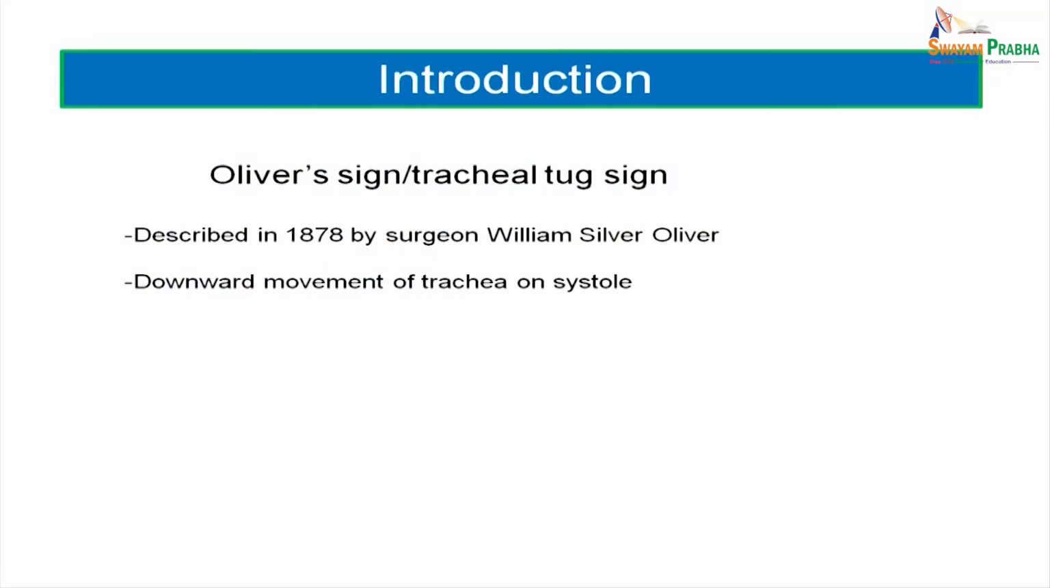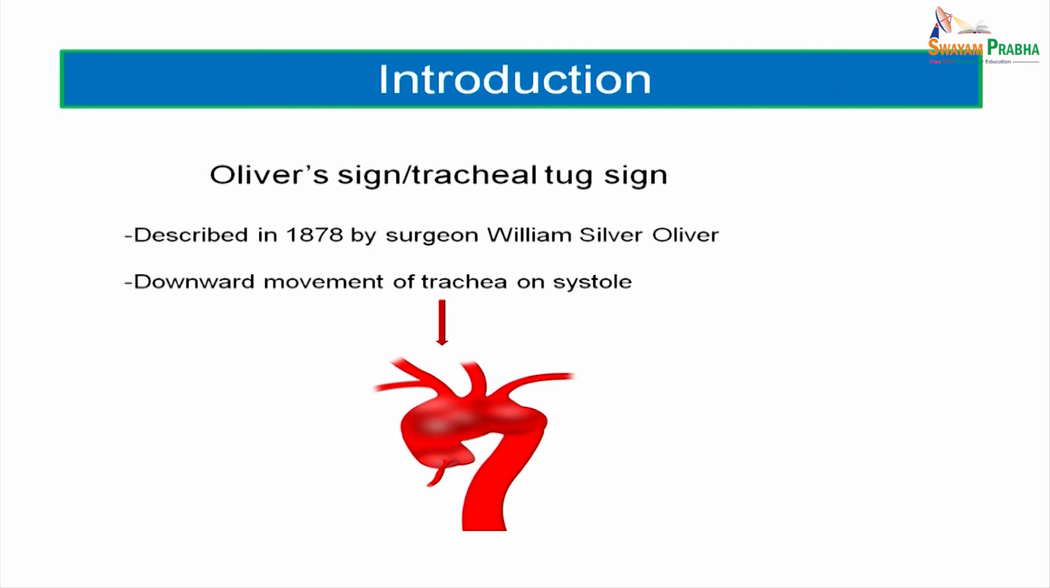If the sign is positive, then there will be a downward descent of the trachea. You can feel a tug movement on every ventricular systole. So every time the ventricle contracts, you find this descent of the trachea taking place. This is when you say the Oliver sign is positive. So there is a downward movement of the trachea on every ventricular systole. So when does this happen? It's usually a case of aortic aneurysm.